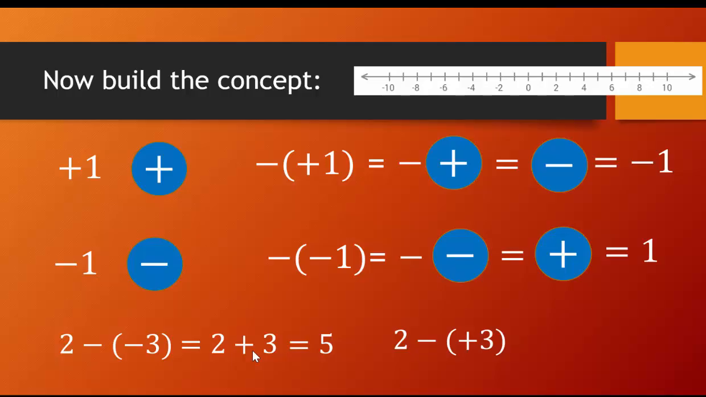Next, see what happens 2 minus positive 3. So you can see here one negative sign, another positive sign. So that will transfer us to negative. So then you get 2 minus 3. And 2 minus 3 is negative 1. We have seen it in the number line.